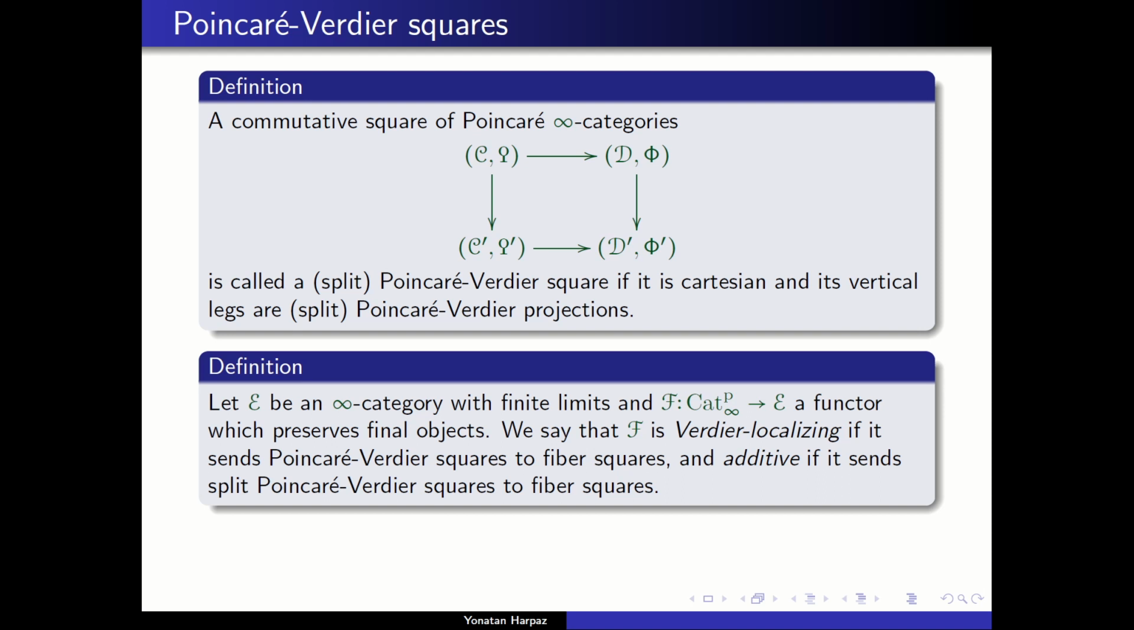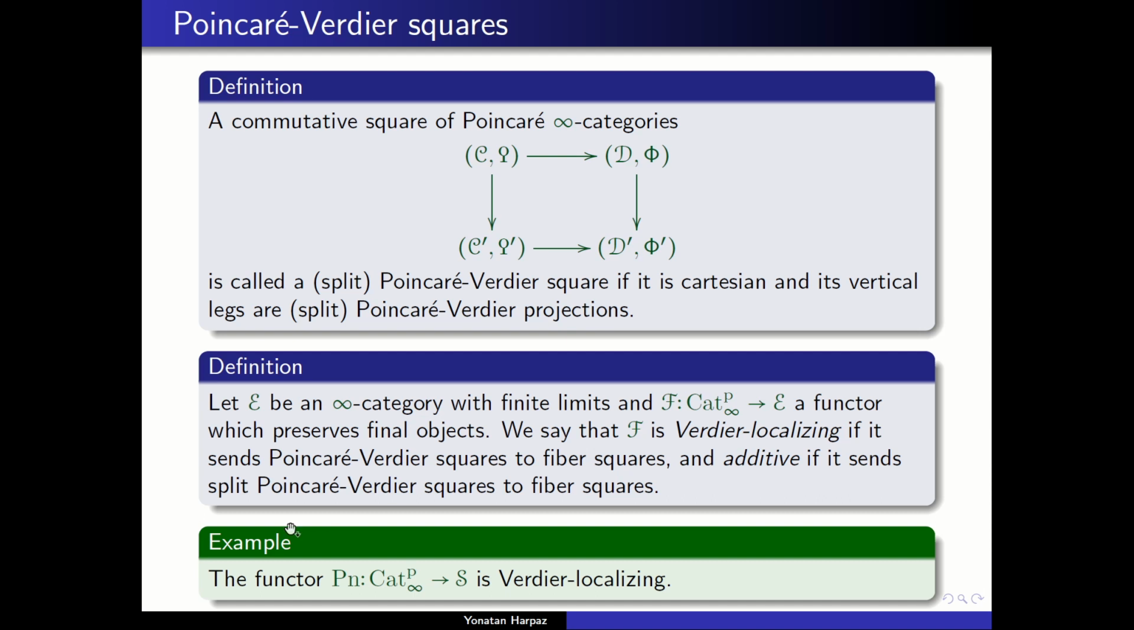We now define, for a functor f from Cat^p to an ∞-category E with finite limits, that f is Verdier localizing if it preserves final objects and in addition sends Poincaré-Verdier squares to fibre squares. Similarly, we say that it is additive if it preserves final objects and sends split Poincaré-Verdier squares to fibre squares.